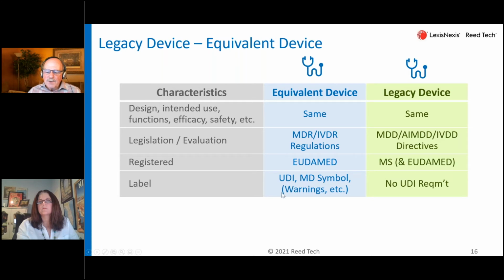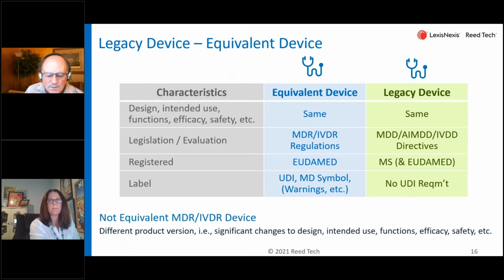And then there's another subtle difference here with the labeling. So actual product label and packaging label, the equivalent device must meet MDR regulations, which require UDI, also an MD symbol or IVD symbol, and there are some requirements for warnings and so on. There's no such UDI requirement for the legacy device, as we touched on. So that's some subtle difference.